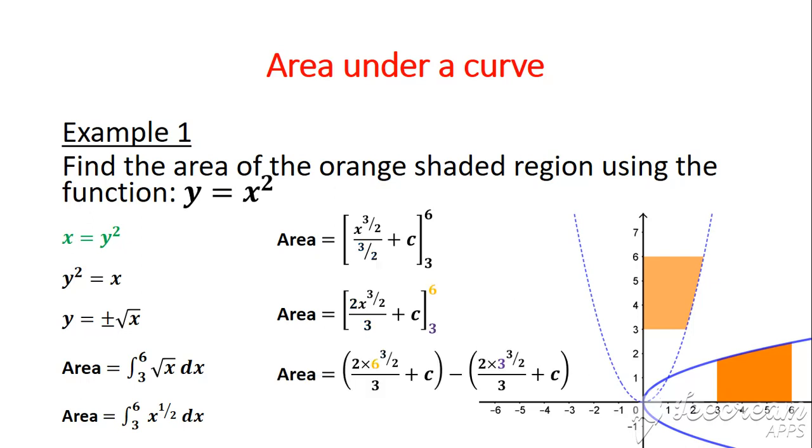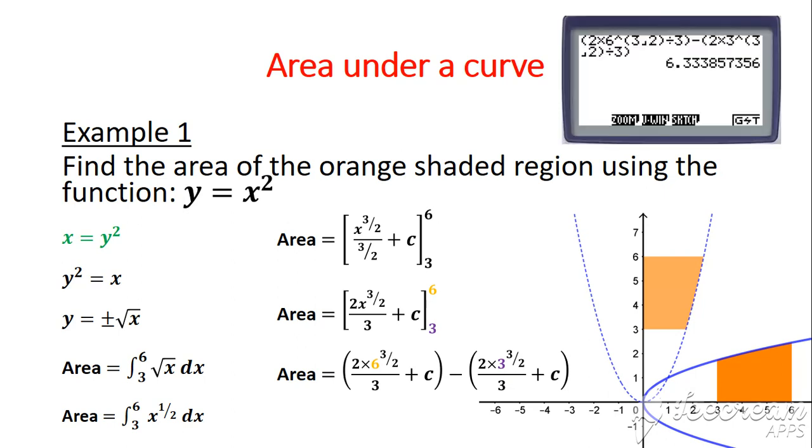Right, now we're ready to substitute. We substitute in the upper boundary into this function, and we substitute in the lower boundary into this function, and we subtract the two numbers. Remember what's going to happen with c. C minus c will disappear, so we're not really worried about what the value of c is. So we're going to grab our calculator and calculate this.